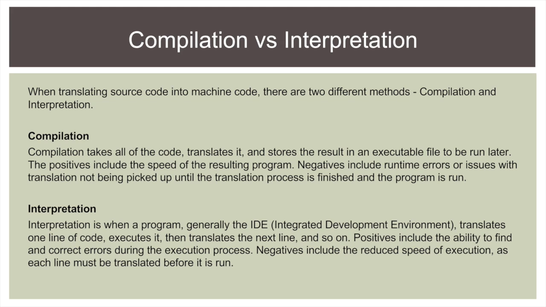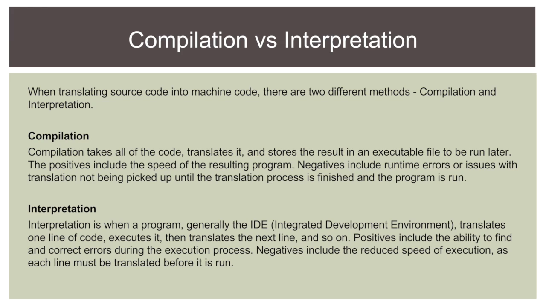So we have these two processes of translating source code into machine code. We have compilation and interpretation. Compilation is when you take all of the code and you translate it in one hit and you store the result as an executable file. So it's a file to be run later. The really important thing that you need to take from this is that the program will run really fast once this happens. There's no other process in the background with the code, it's just running by itself. Negatives would include some runtime errors or issues with translation that aren't picked up until the process is finished. So the computer will run through all the processing and some errors may get through and they won't be found until you actually run the code.